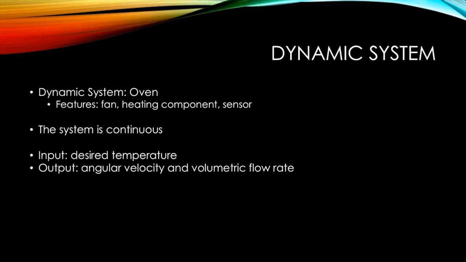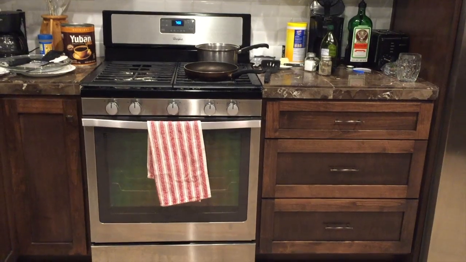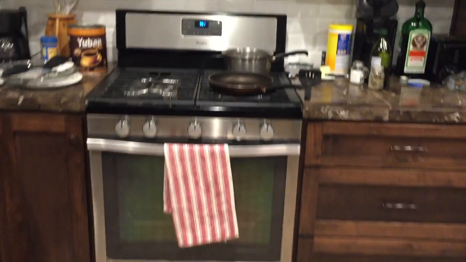The dynamic system we'll be examining is an oven. It features a fan, heating component, and a sensor. The system is continuous since the state variables change continuously over time. Our input is the desired temperature, and the output is the angular velocity and volumetric flow rate needed to make this temperature happen. Here we have the standard household convection oven.